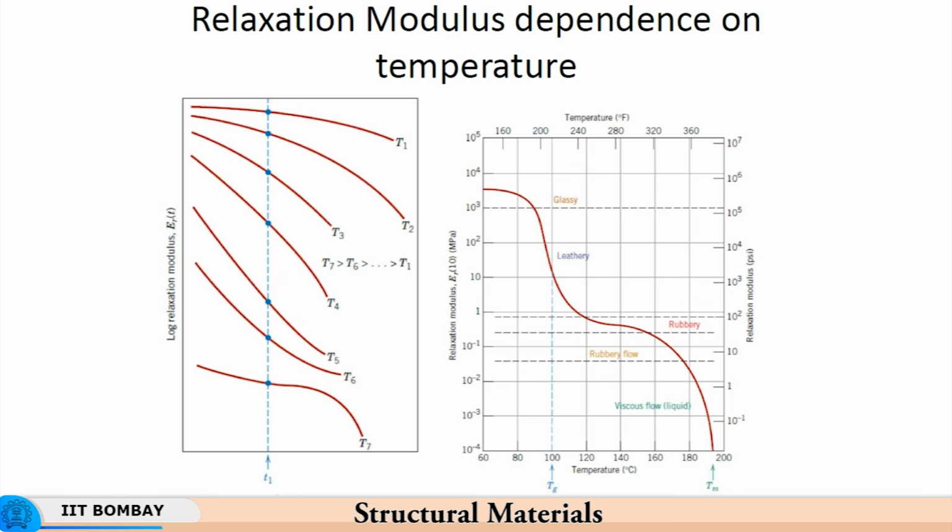Okay, so this E_R10 refers to relaxation modulus at a certain amount of strain, and so this stress is going to relax. So the strain is the same, but now as the temperature increases, the stress is relaxing. Okay, in case of metals, what will happen?